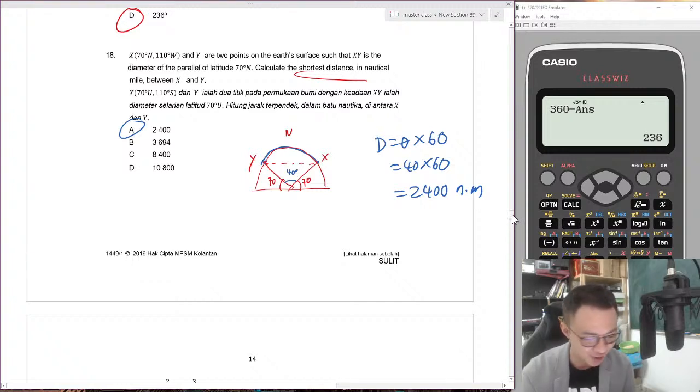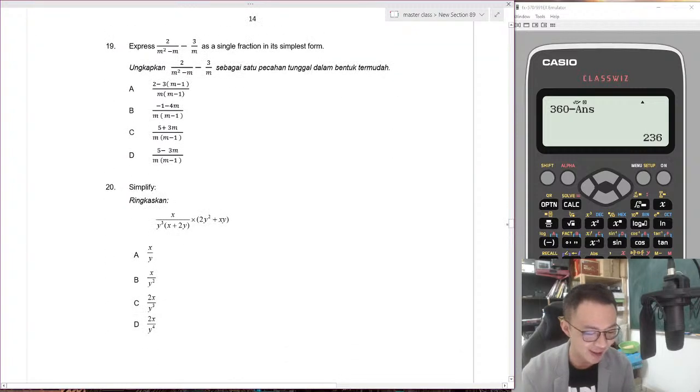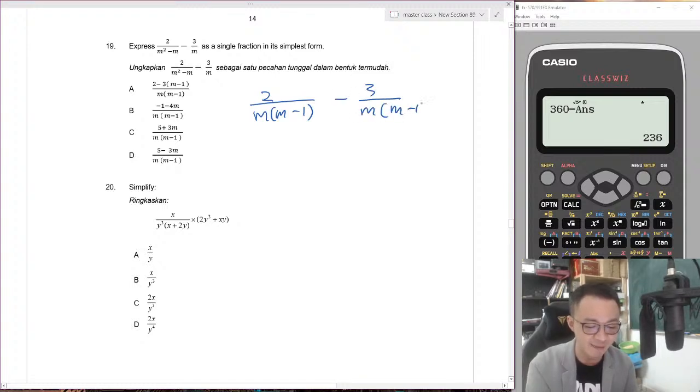So yeah, alright, question. I hope you understand. Okay, 19. So yeah, make them the same fraction. I factorize out the m first, m minus 1, minus 3 over m. Then I need to multiply m minus 1 for top and bottom, numerator and denominator. Now I have the same denominator.